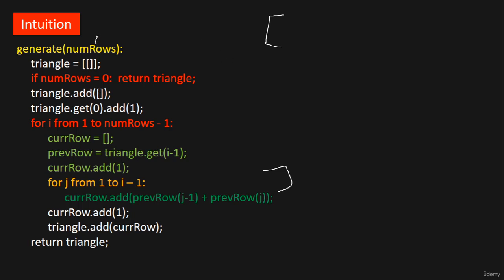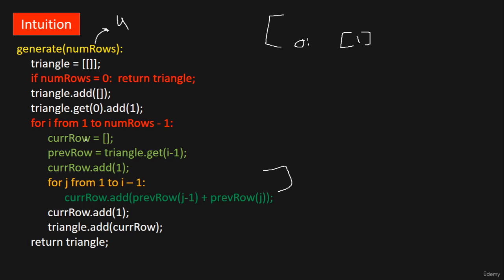So if we have numRows equals 4, let's see how it works. First, what we'll do here, we will insert 1 at index 0. So let's insert here 1 at this index 0. So we inserted a list and we inserted 1 in the list. Then we're running a loop from 1 to numRows minus 1. This is the index number, so that's why we're subtracting 1 here.